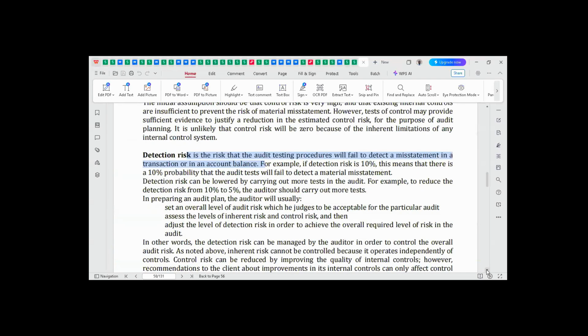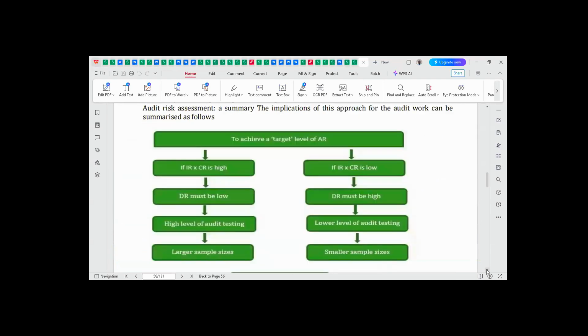Yes, you go ahead. I think you're making a statement which I did not actually get. You said that when the inherent and control risk is high, something is low. I didn't get that. Okay, can you see my screen? I can see it now. Okay, that's what I was explaining.